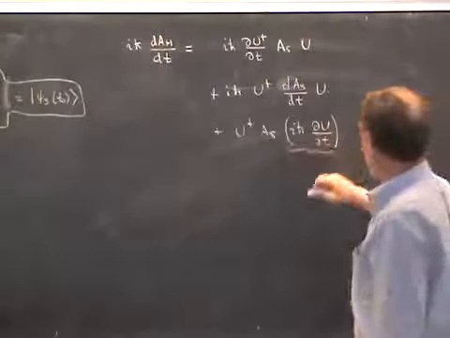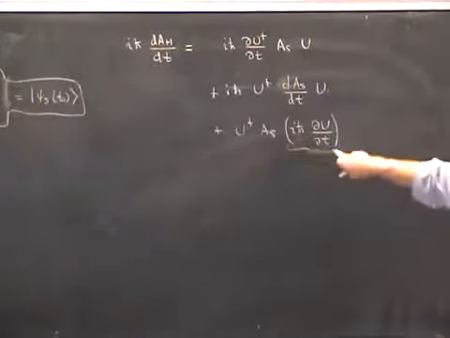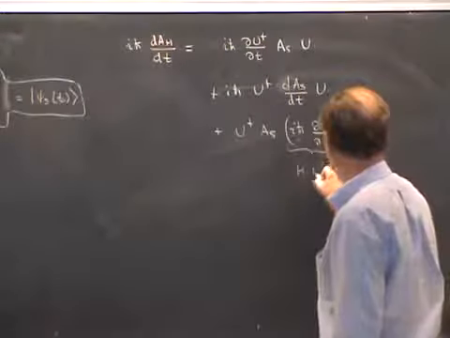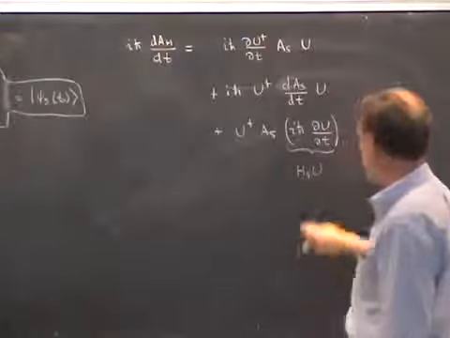Now, by the Schrödinger equation, the derivative of U in this last expression is the same thing as H times U. This is H in the Schrödinger picture, so I'll put an S on it.